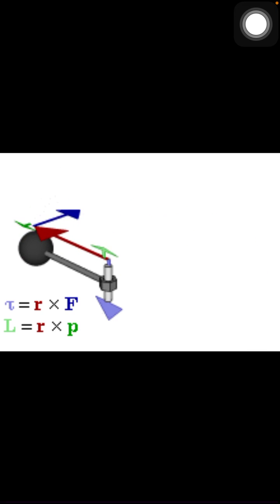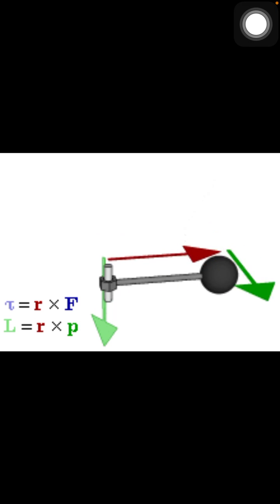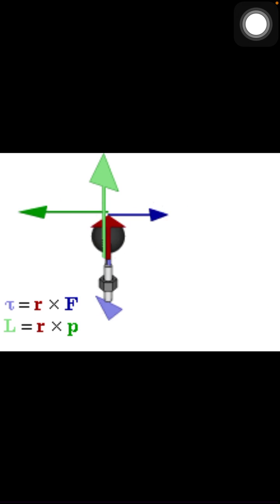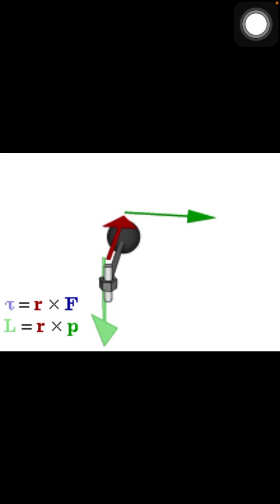And L denoted here is angular momentum, which is R cross P. P is linear momentum. Okay, so you can see angular momentum also in this diagram.